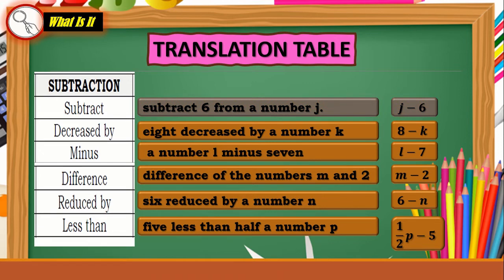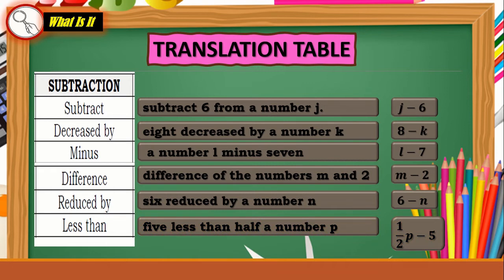Subtract 6 from a number J, that's J minus 6. 8 decreased by a number K, that's 8 minus K. A number L minus 7, that would be L minus 7. Difference of the numbers M and 2, that's M minus 2. 6 reduced by a number N, that's 6 minus N.